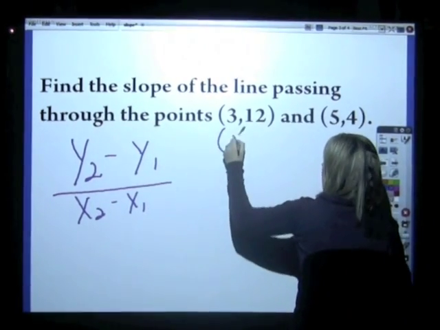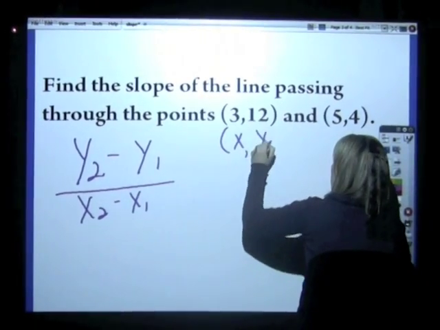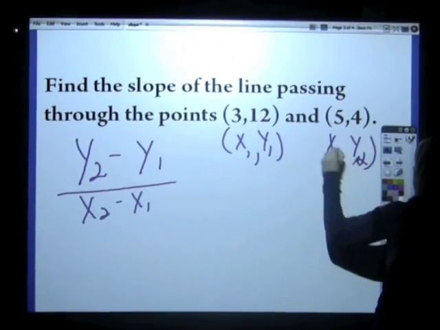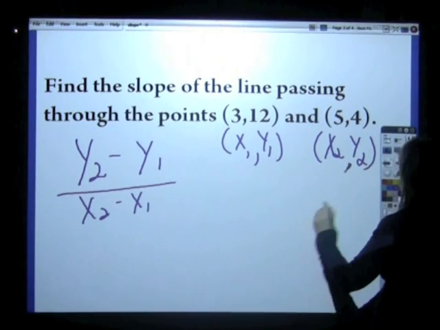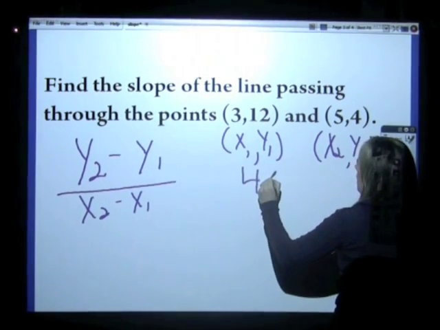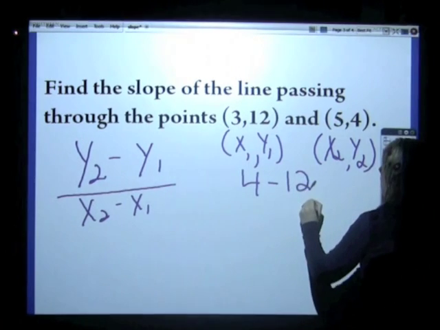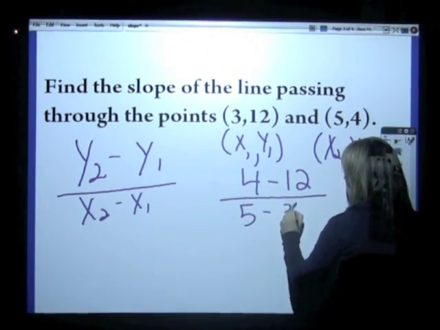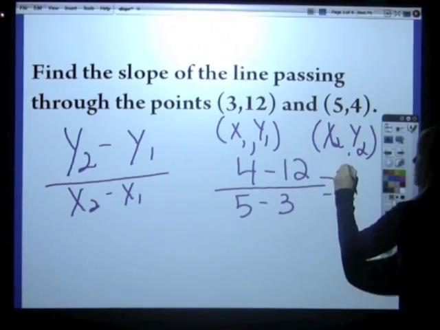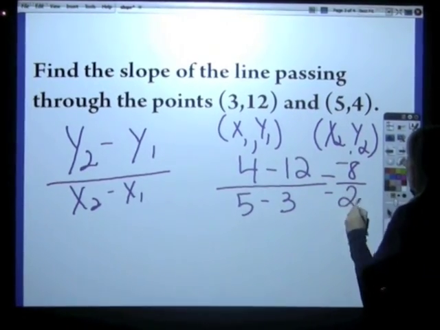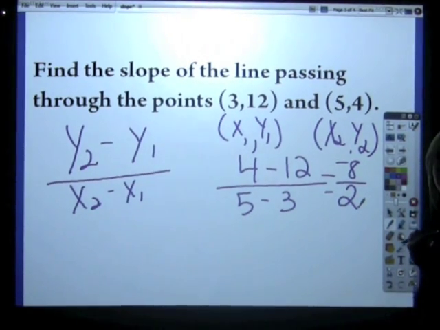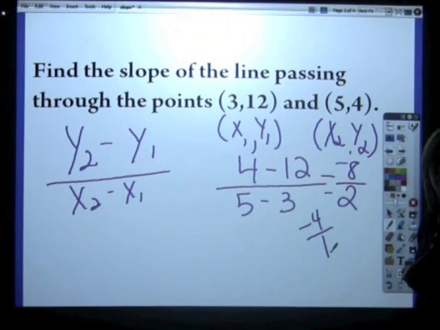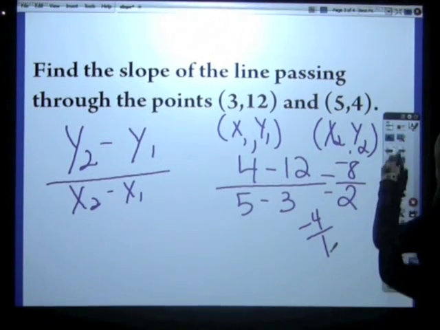Label my components: X1 and Y1, X2 and Y2, and then I would plug them in. So it would be 4 minus 12 over 5 minus 3, which then becomes negative 8 over 2. Can we reduce this? Yes. How about negative 4 over 1? Yeah. Seems easy now, right?